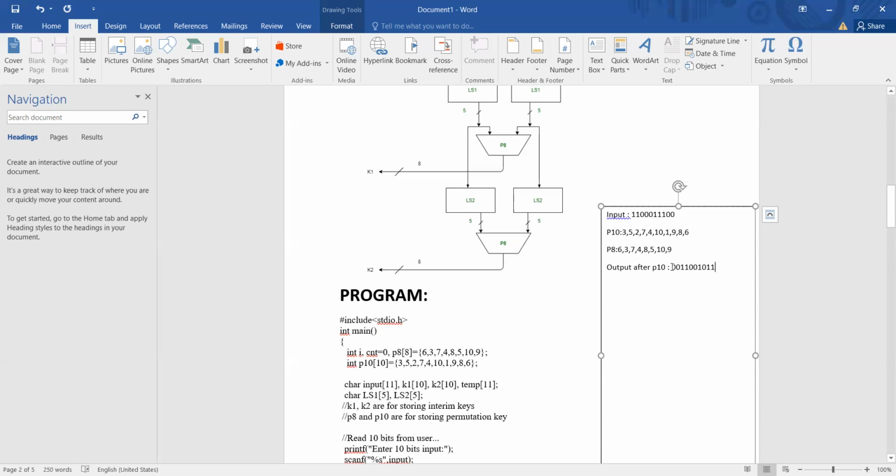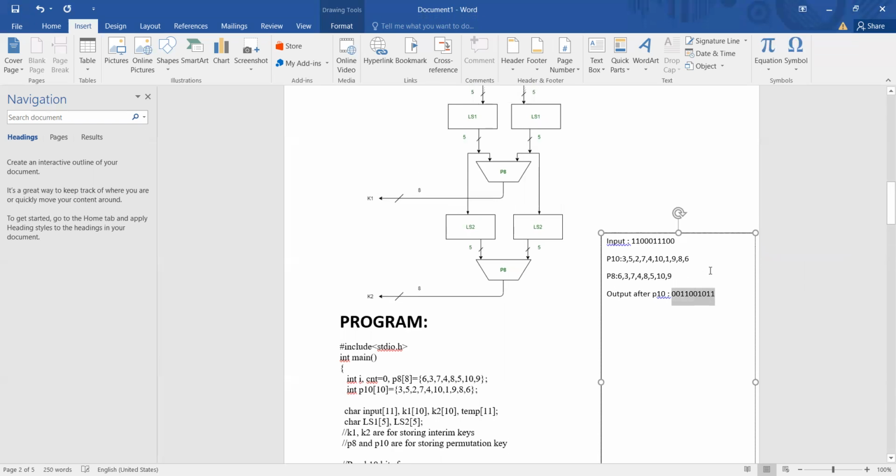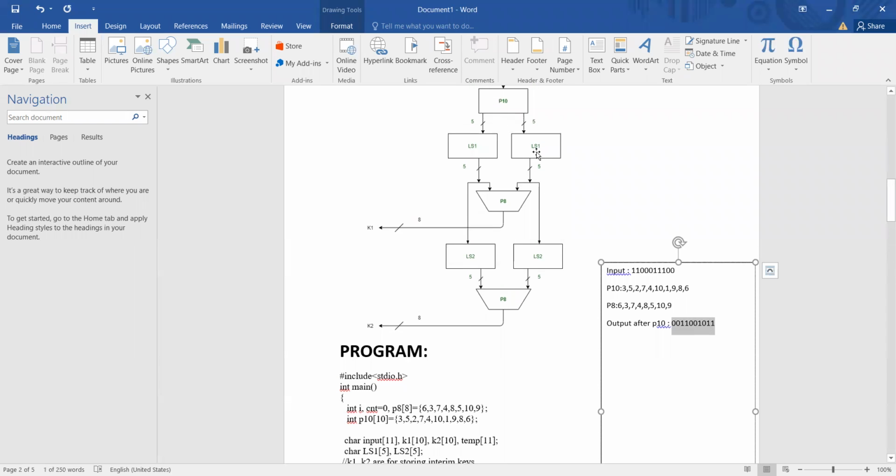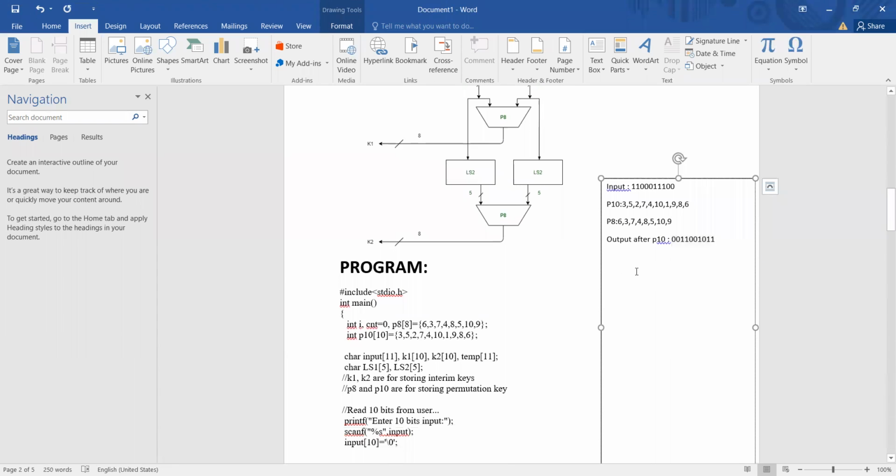This output is split into two equal parts, and then we do a left shift once on each part. So I'm dividing it, and I will place 0 0 1 1 0 as the left part, and 0 1 0 1 1 as the second part.